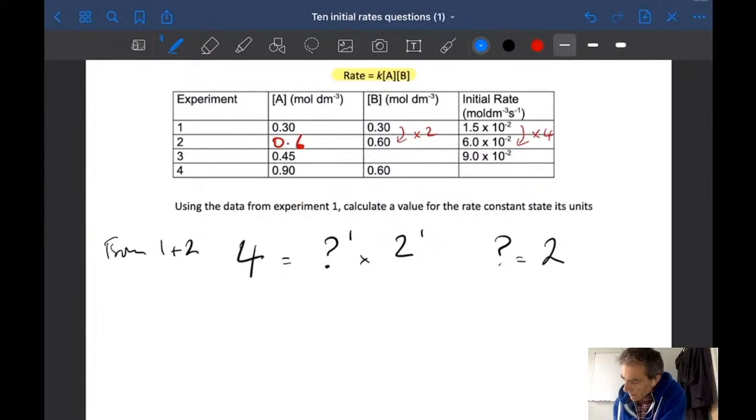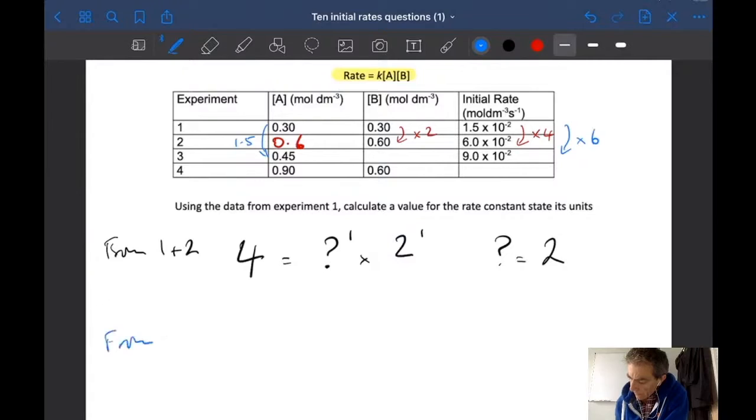Okay, so moving on to the next blank. That's the concentration of B for experiment 3. So we'll look at rows 1 and 3, experiments 1 and 3. You can see that the rate has gone up 6 times and the concentration of A has gone up 1.5 times. So let's feed that in.